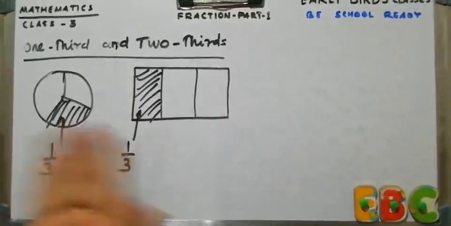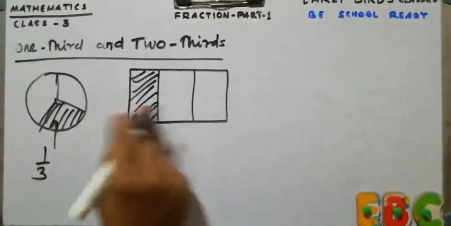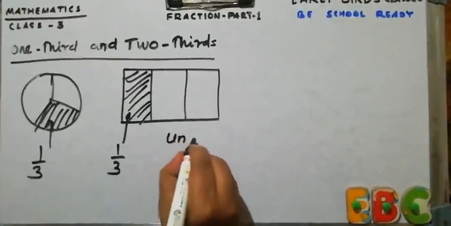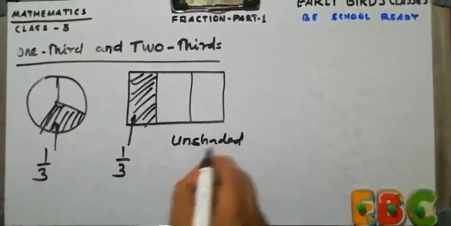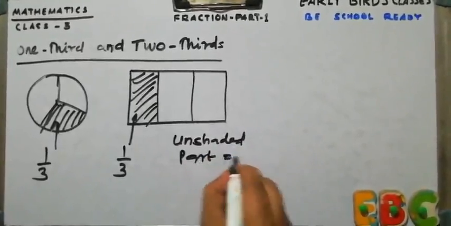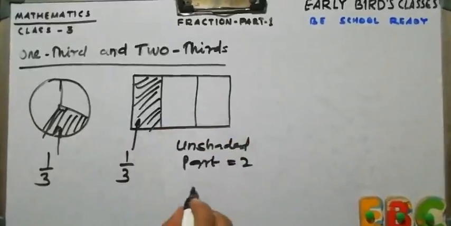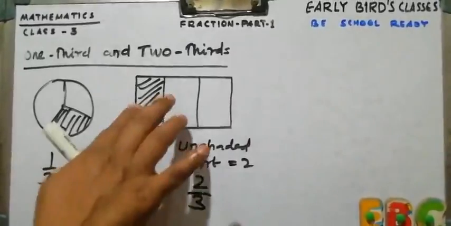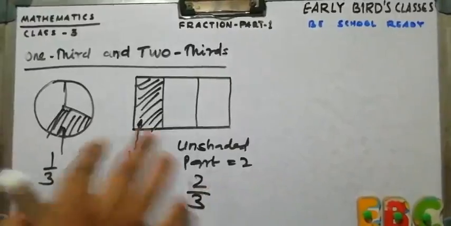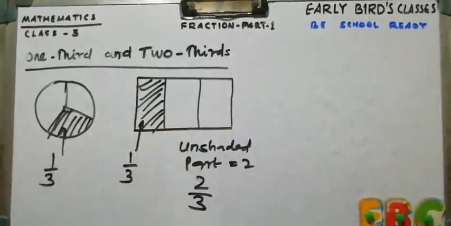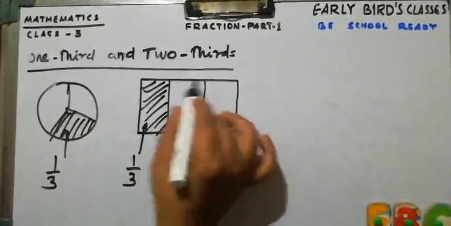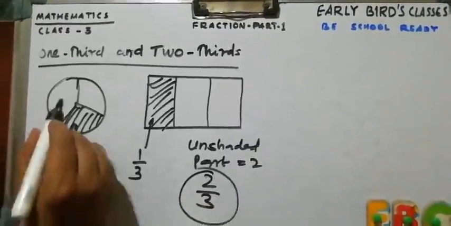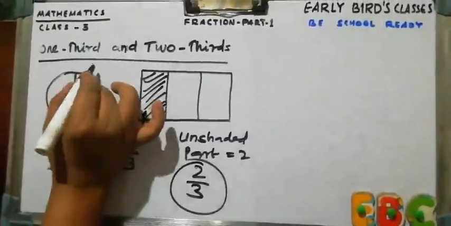And what about unshaded? So here there are 2 unshaded parts. Unshaded part 2. So it will be what? 2/3 of whole, right? Because there are 3 parts and out of 3 there are 2 unshaded parts. So this as a whole is 2/3, and here this unshaded part is also 2/3.